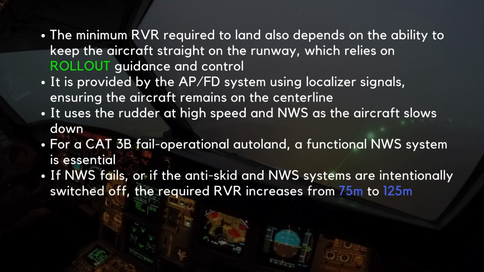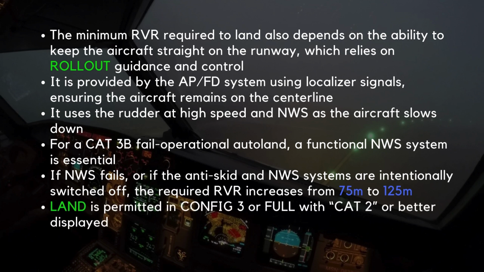If nose wheel steering fails, or if the anti-skid and nose wheel steering systems are intentionally switched off, the required RVR increases from 75 meters to 125 meters. The FMA will indicate that an automatic landing is permitted if the aircraft is in config 3 or full with Cat 2 or better displayed.